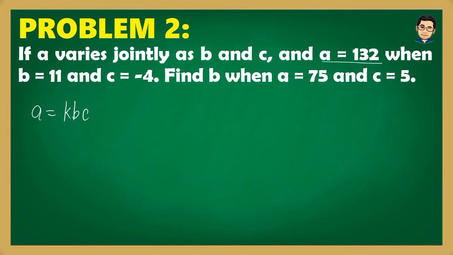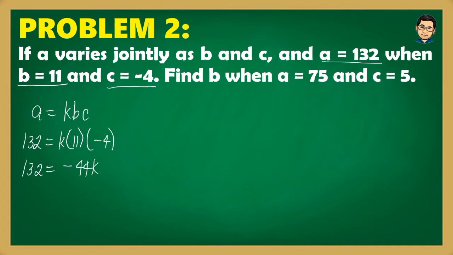Now, i-substitute natin yung mga given. A is equal to 132 equals k. And then yung value ng B, which is 11, times the value of C, which is negative 4. And then, 132 equals, so k times 11, 11k, times negative 4, negative 44k. And then, dividing both sides by negative 44 para matanggal yung numerical coefficient ng k. So, k is equal to 132 divided by negative 44, that is negative 3.